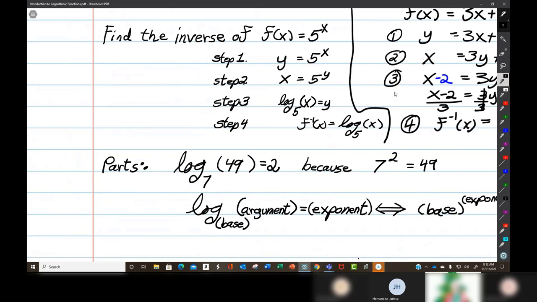f of x equals 5 to the x. f of x equals 5 to the x. Step one, I change f of x to y. So we have y equals 5 to the x. Step two, we switch the x and the y. So x equals 5 to the y. Three, we solve for y.